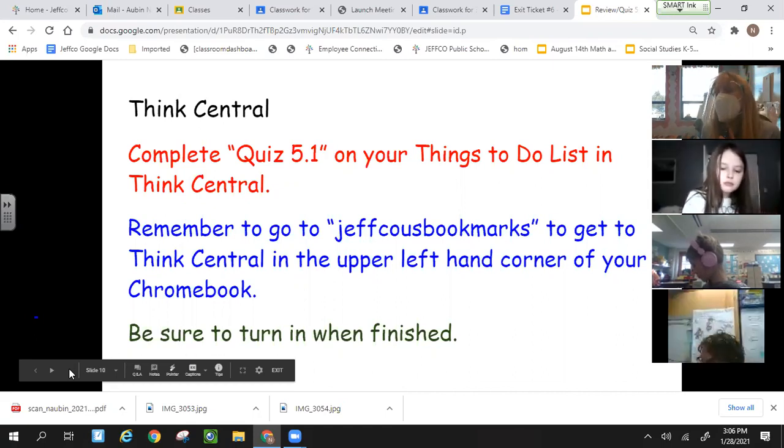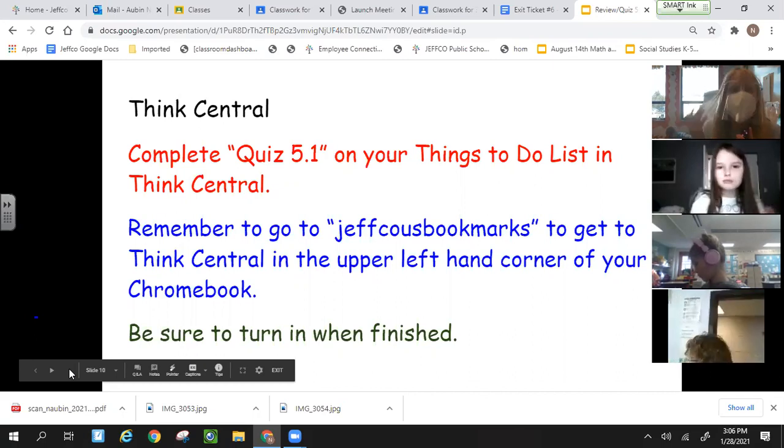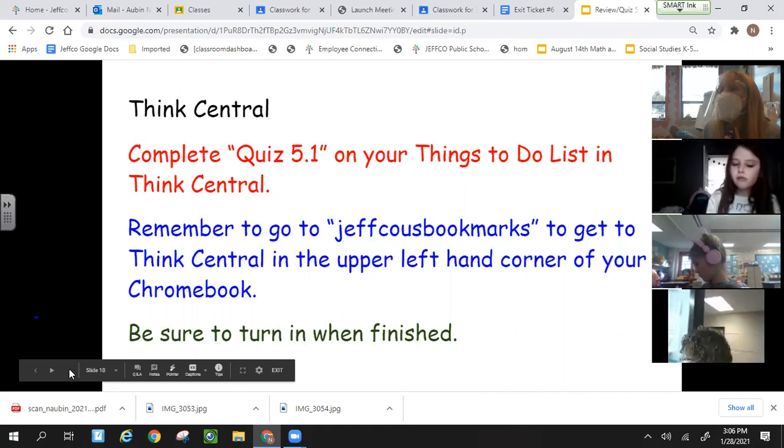Get out your math spiral, or you could use your board. I don't care which, but make sure you show your work and do your best. My class, same goes with you.